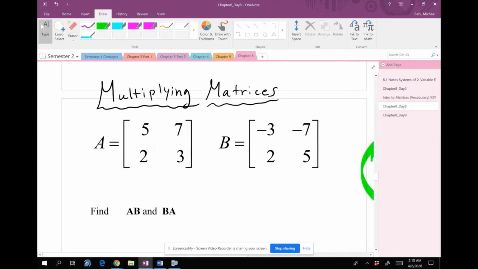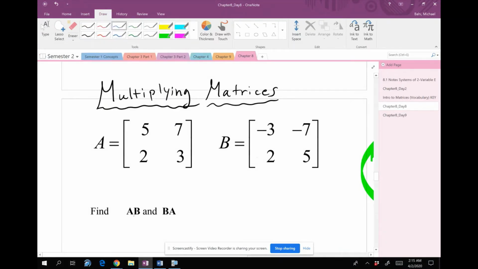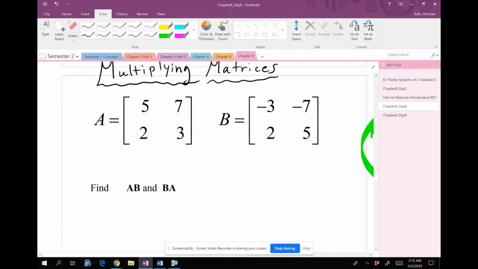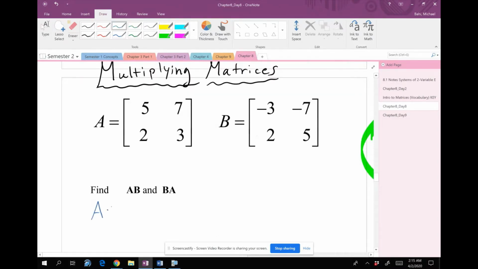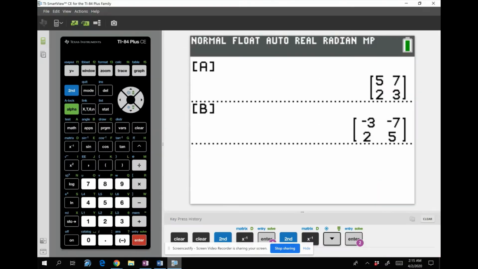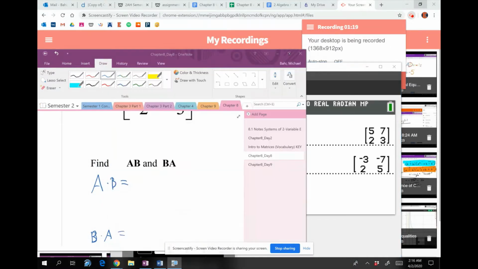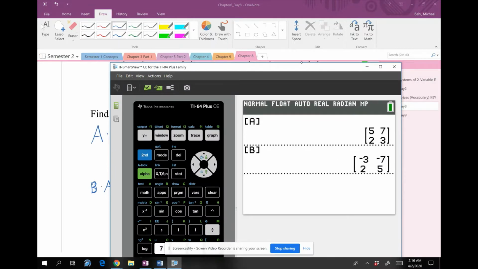Now I have two matrices here, A and B, and we are to find AB and BA. So matrix A times matrix B, and then matrix B times matrix A. So now, of course, you're going to have your calculators to do this. And here's my calculator. As you can see, I've already put in the matrices for A and B. You should know how to do that by now.